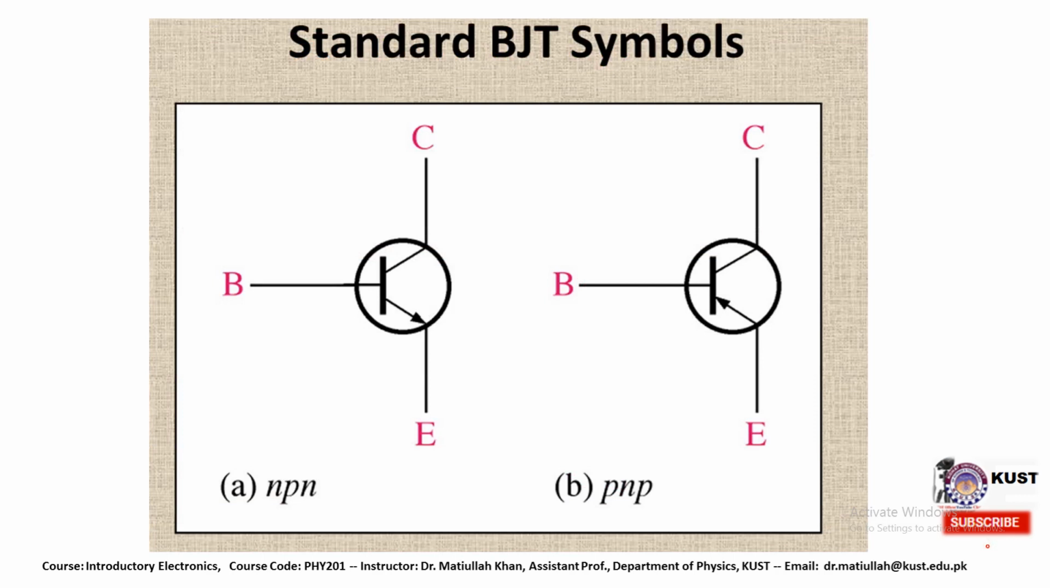In the case of NPN, we have an arrow line. This arrow line points from the base region toward the emitter region. This is the case of the NPN transistor. But in the case of PNP, if we look at the arrow, it is coming from the emitter toward the base region. So this is the simple representation of the standard BJT.